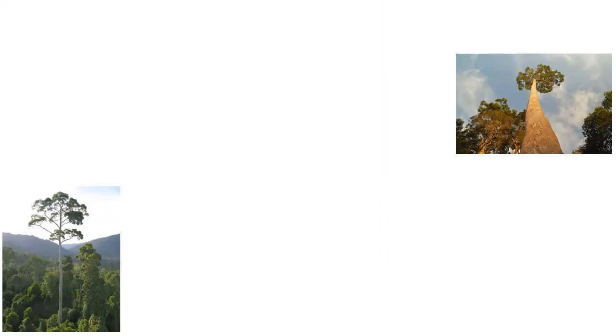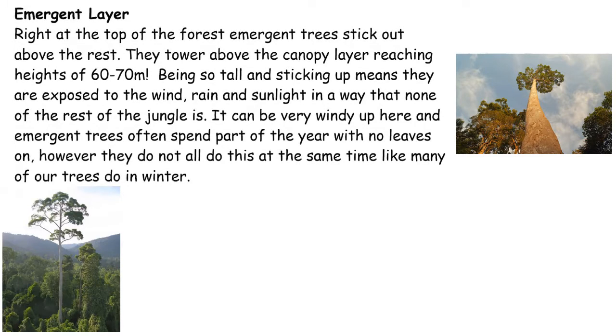Now, I mentioned the harpy eagle lives in the emergent layer of the canopy, the rainforest. This is right at the top of the forest. Emergent trees stick out above the rest. They tower above the canopy layer, reaching heights of 60 to 70 metres. So if you think, I told you earlier, the average is about 50 metres, these ones are even taller. But they're so tall, and sticking up means they're all exposed to the wind, the rain and the sunlight in a way that none of the rest of the jungle is.